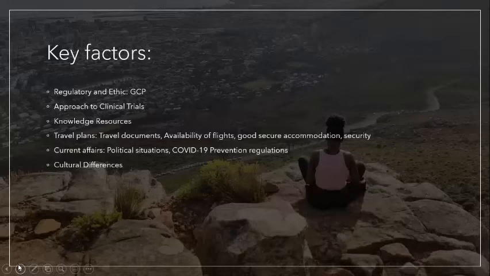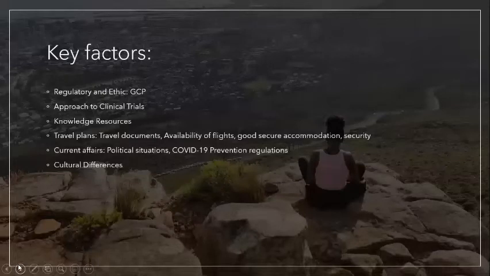So if you're sensitive to these factors throughout your work as a CRA or as a clinical trial professional, I think it will help in your planning and your general experience working with different people from different cultures. So that's all from me.